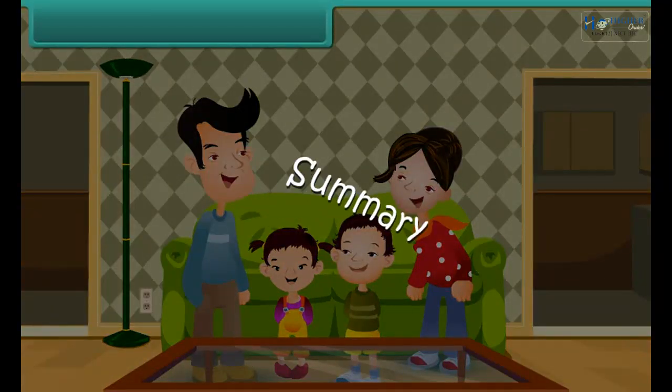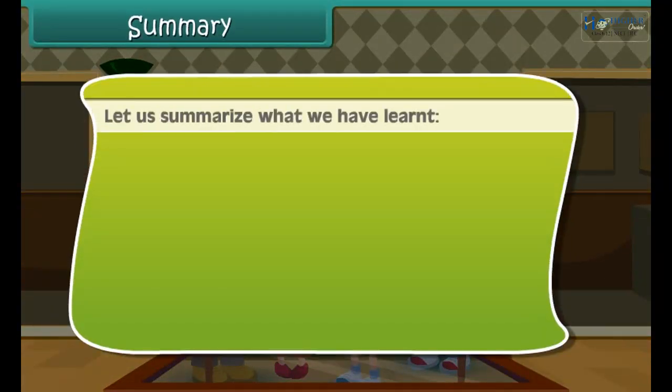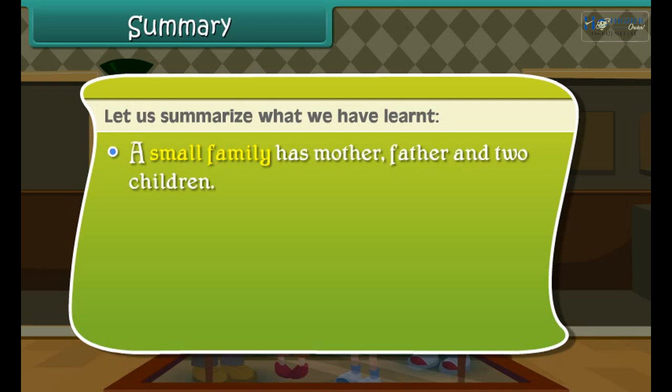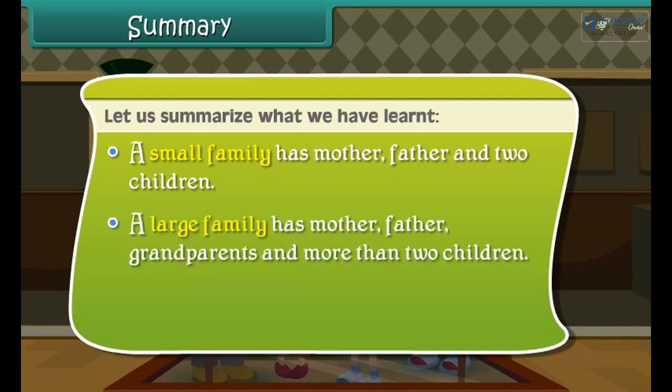Summary. Let us summarize what we have learned. A small family has mother, father, and 2 children. A large family has mother, father, grandparents, and more than 2 children.